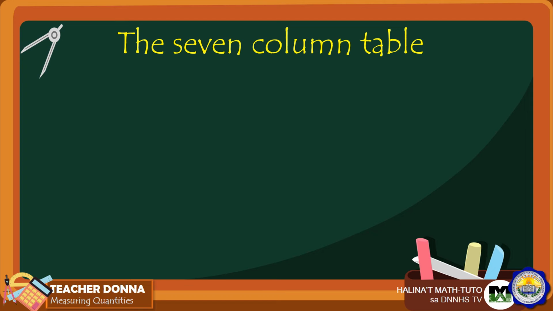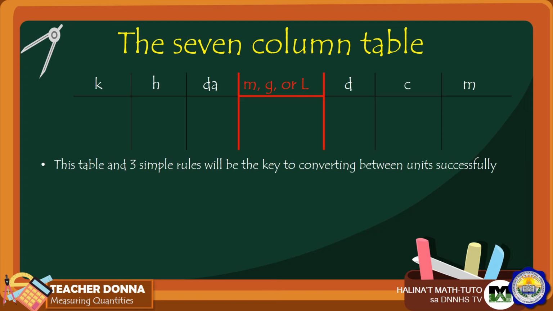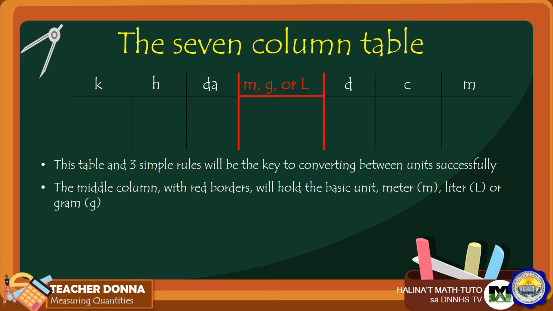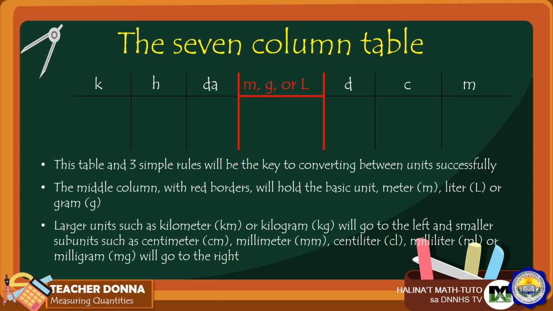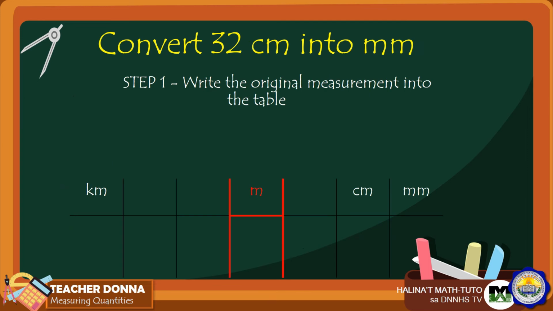So how does the metric system work? We use the 7-column table. This table and 3 simple rules will be the key to converting between units successfully. The middle column with red borders will hold the basic unit, meter, liter, or gram. Larger units, such as kilometer or kilogram, will go to the left, and the smaller subunits, such as centimeter, millimeter, centiliter, milliliter, or milligram, will go to the right.